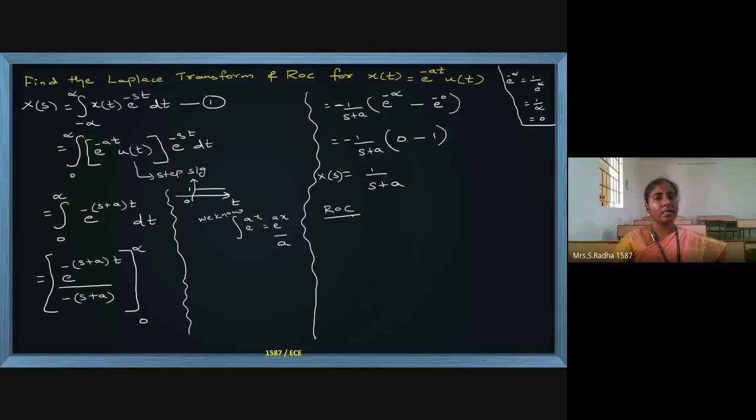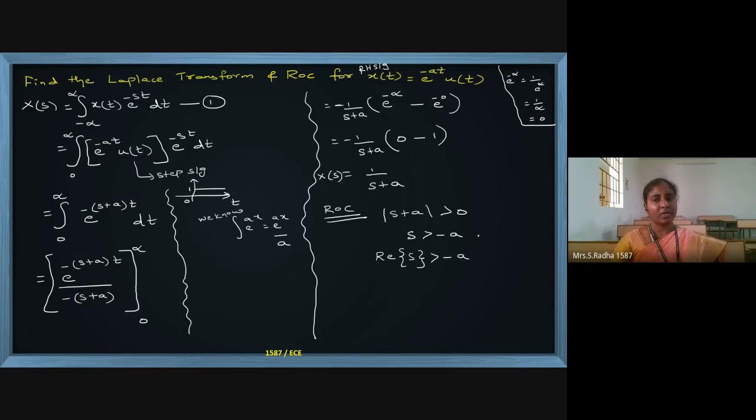Now how do we calculate the ROC? Take the modulus of X of s, taking only the denominator. Because the given signal is a right-handed signal, since u of t is present, I have to take it as greater than 0. So s is greater than minus a. Otherwise, you can write the real part of s is greater than minus a, because the imaginary part is 0 here.